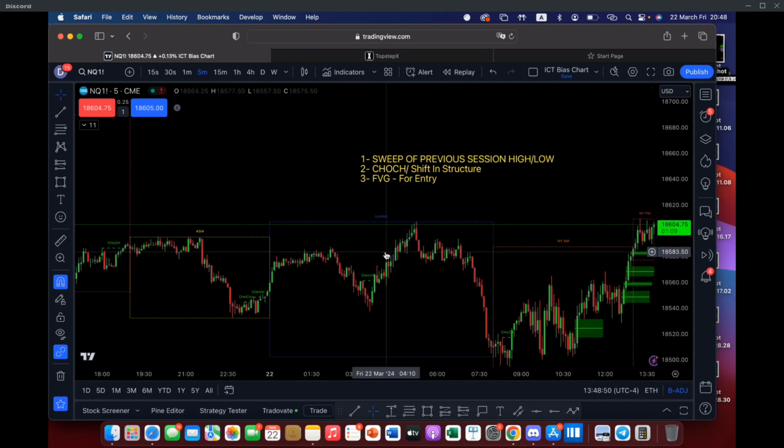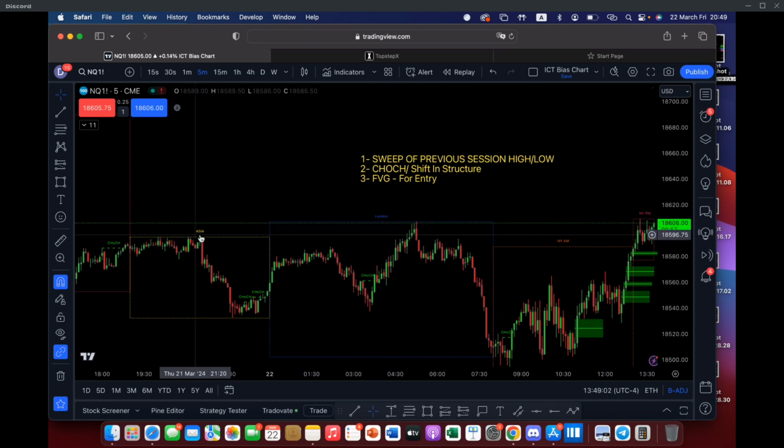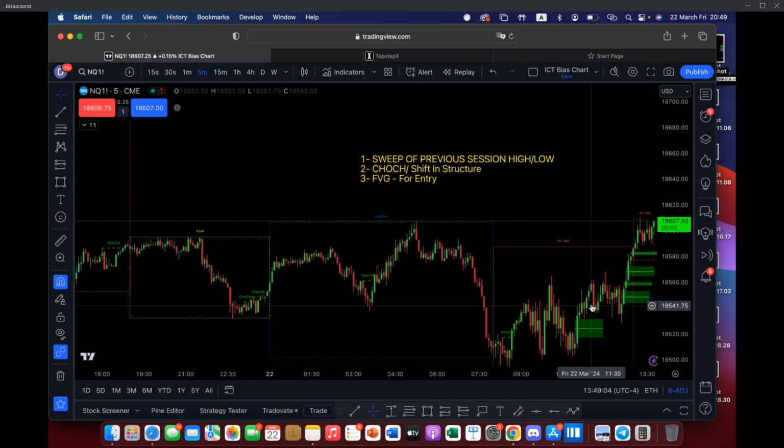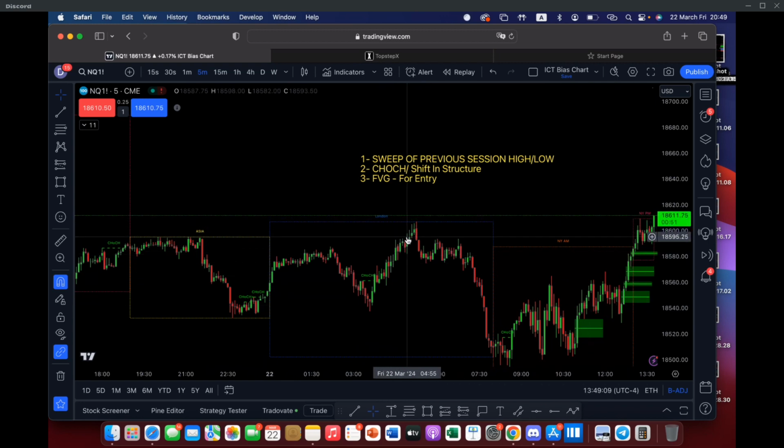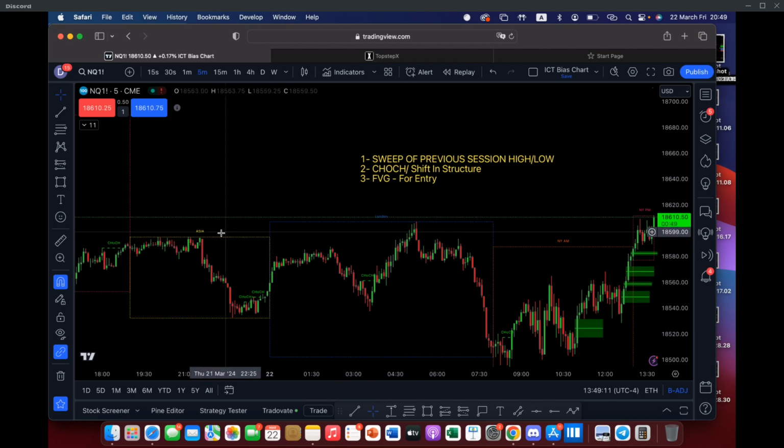So first step, we're in London, so our previous session is Asia. So we wait for a sweep. What do I mean by sweep? I mean just price raiding that. Give me a second. Yeah, just trading or just wicking it. Even a wick is enough above the previous session high. This is the session high, session low, high, low, high, low, high, low. Okay. So here, right there, on this candle right here, we wicked above previous session high.